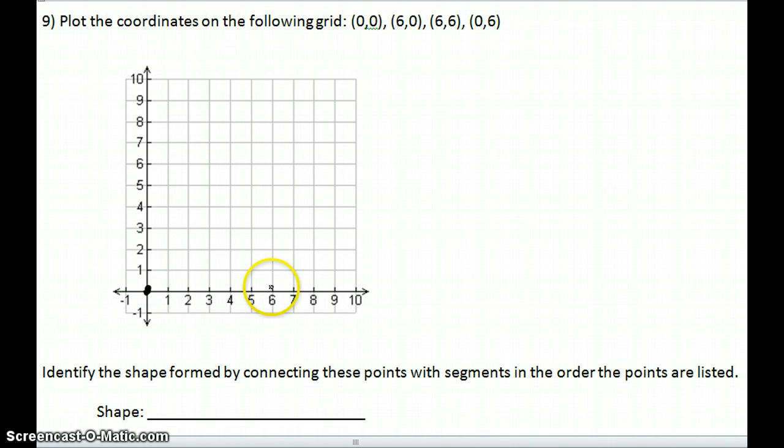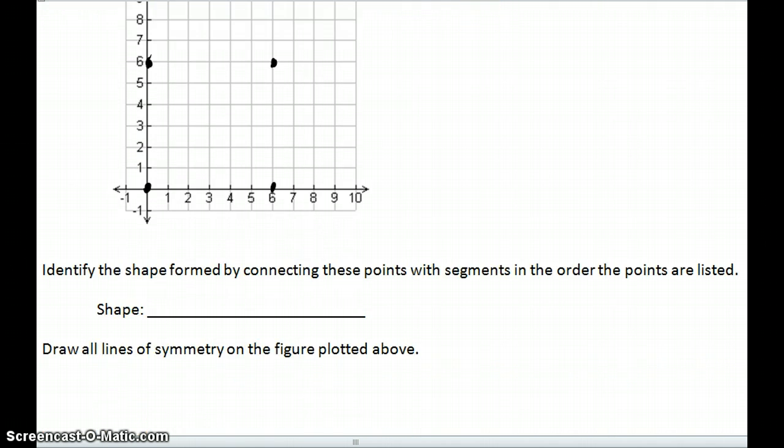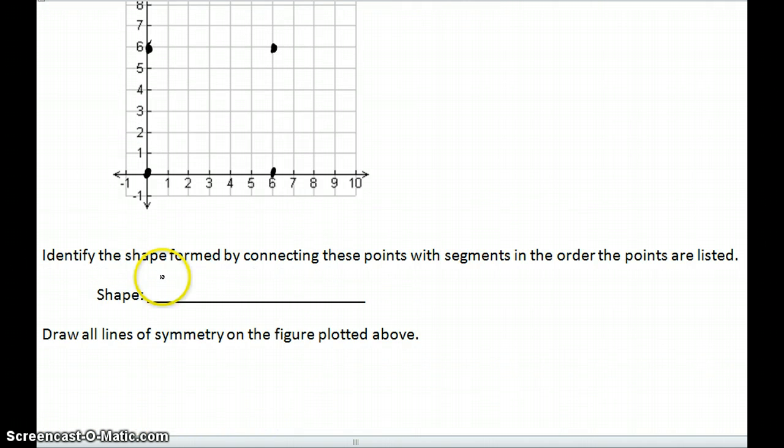Next one, plotting the points. Okay, I'm going to quickly plot these. Remember, x is first, y is second. Okay, identify the shape. It is a square. We know that because it's 4 equal sides, and they are also parallel.